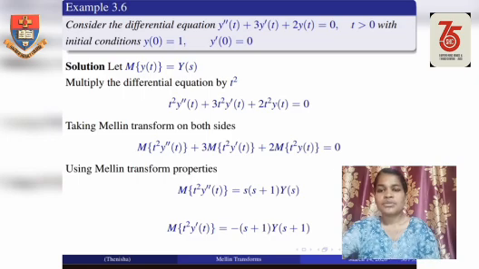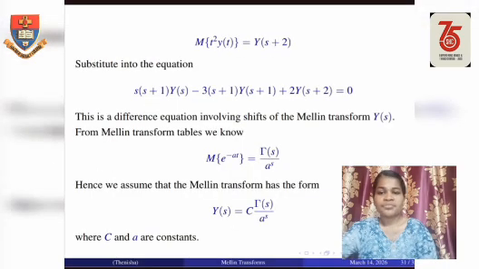M{t² y''(t)} = s(s+1) Y(s). M{t² y'(t)} = -(s+1) Y(s+1). M{t² y(t)} = Y(s+2). Substituting into the equation, we get s(s+1) Y(s) - 3(s+1) Y(s+1) + 2Y(s+2) = 0. This is the difference equation involving shifts of the Mellin transform Y(s).